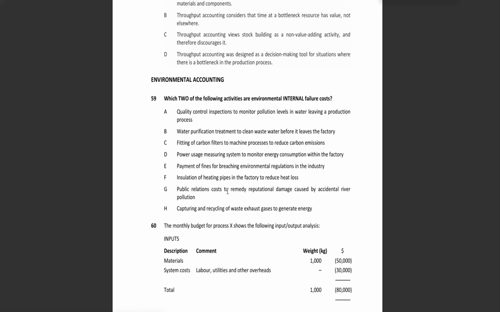Public relation cost to remedy reputational damage caused by accidental river pollution. So now the things have happened, then we incur the cost. Again, failure cost. Capturing and recycling of waste exhaust gas to generate energy. So that means before we release it into the environment, we are capturing it and recycling within the factory. That means it is internal failure cost. I hope you guys understand.